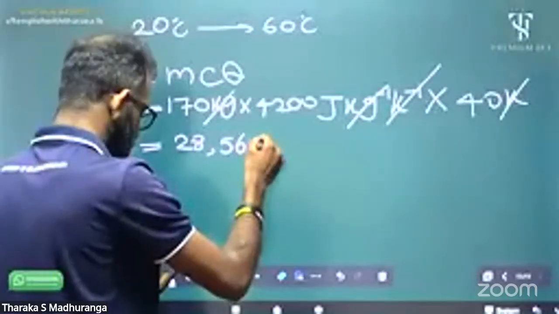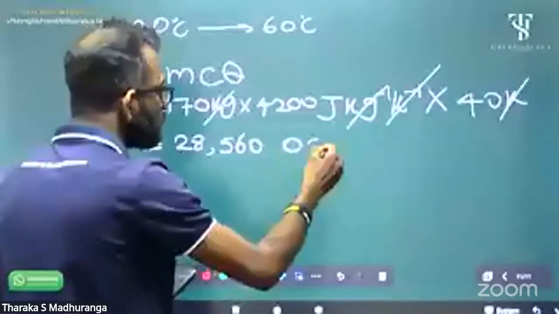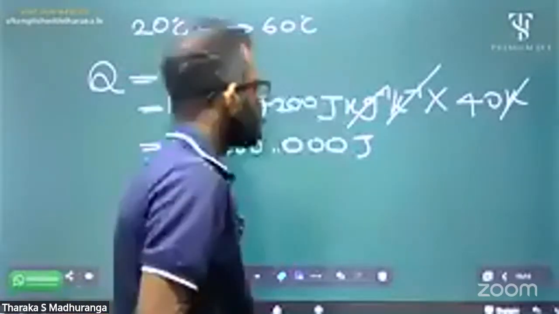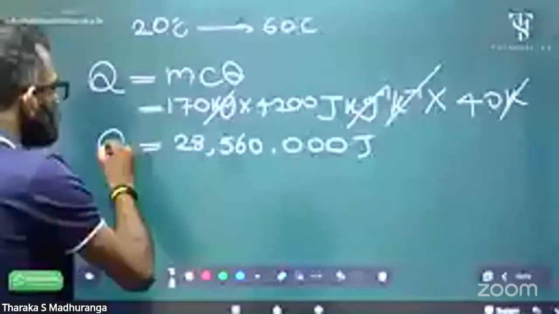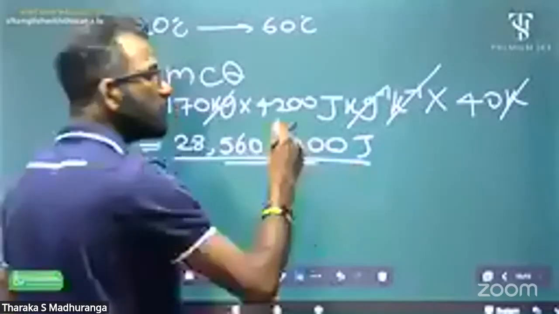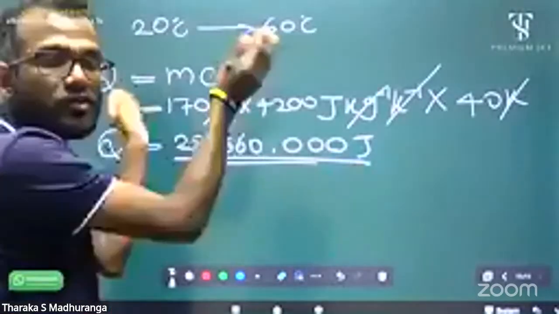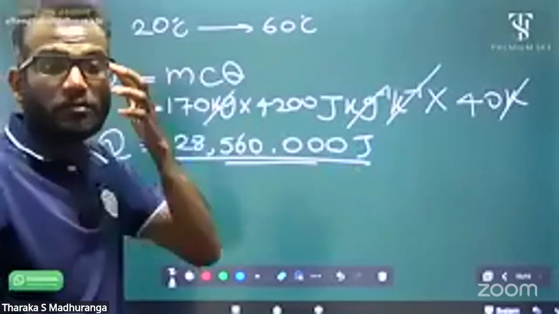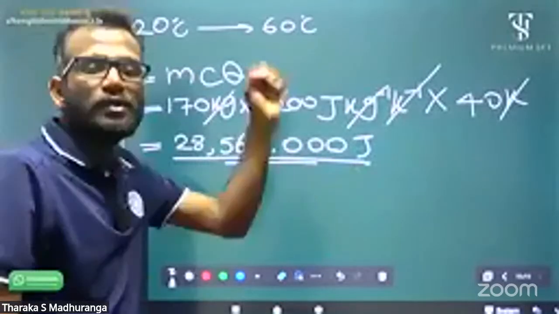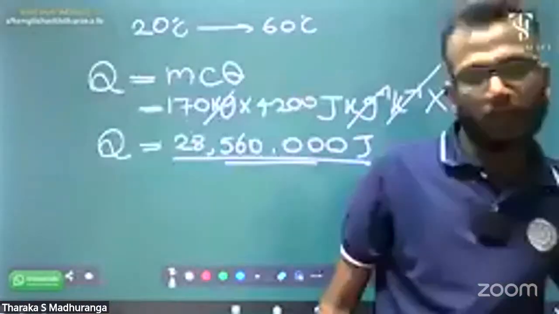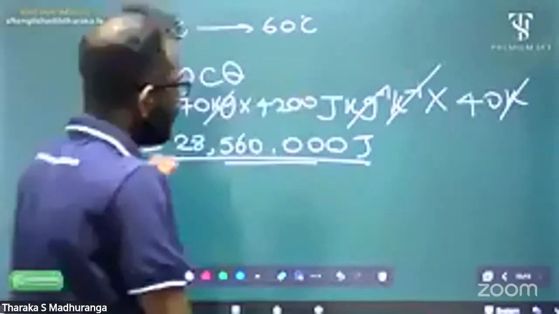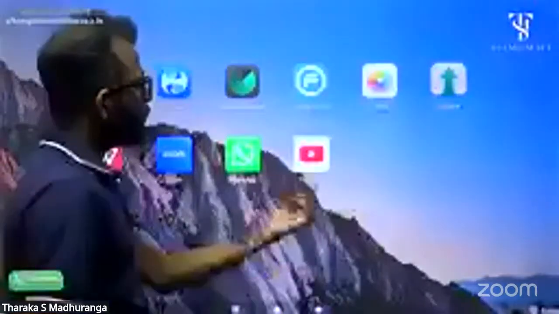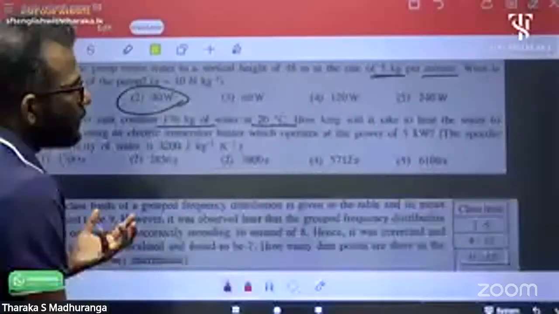560. It's a huge value. 28,560 with 3 zeros, joules. That's the amount of heat energy required for this heating process, because it is a huge volume, a huge amount of water, 170 kilograms. 170 kilograms means 170 liters, no? It's a large value. That's why we need a considerably large amount of heat energy.